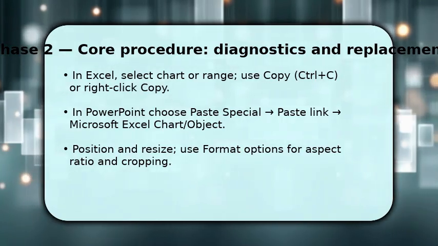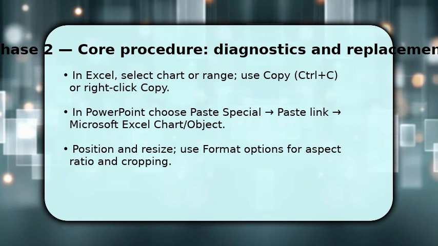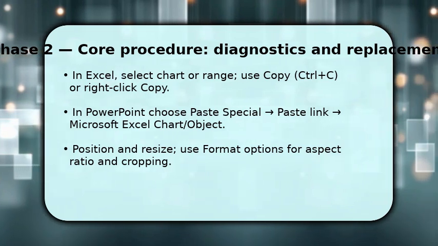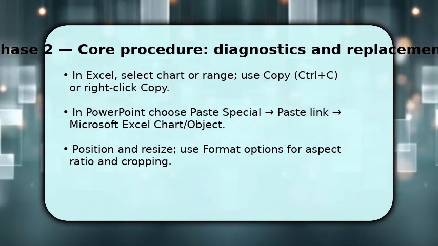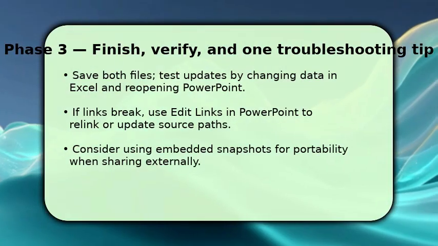Finish by saving both the Excel and PowerPoint files, then test the connection. Change a value in Excel, save, and reopen PowerPoint to confirm the linked object updated.